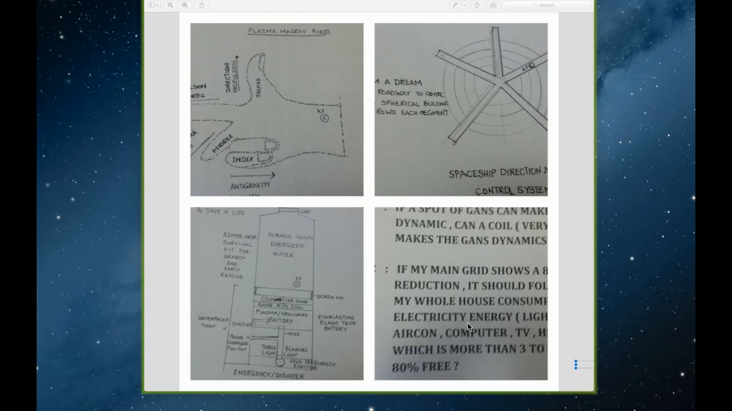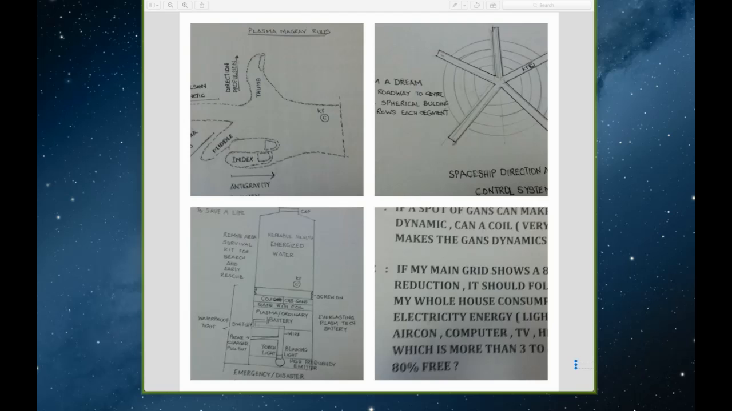Something about if a spot of GANs can make something dynamic. Can you read the question? It doesn't come through on the picture. That's all I have of it, what we see there. So you cannot make it large. No, the whole thing is one picture. It's not four separate pictures. That's why I emailed you about this. Okay, I'll read it a different way. No problem.